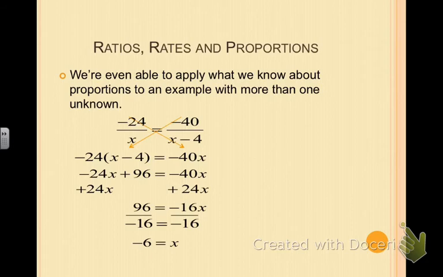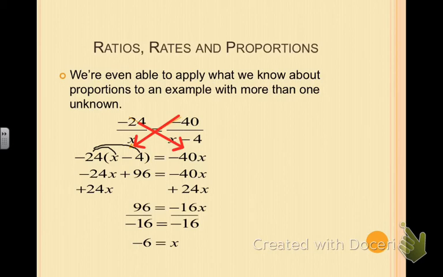We can even solve proportions with more than one unknown. Use the fact that you know the cross products are equal, and we know that negative 40 times x equals negative 24 times the binomial x minus 4. Be sure that you distribute the negative 24 to each term of the binomial. Giving us negative 24x plus 96 equals negative 40x.